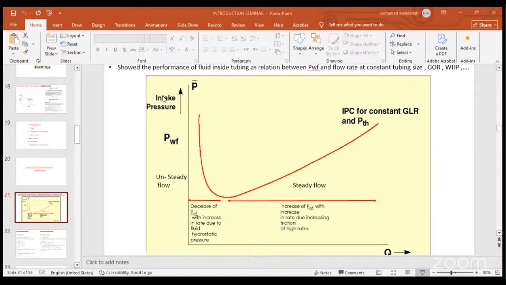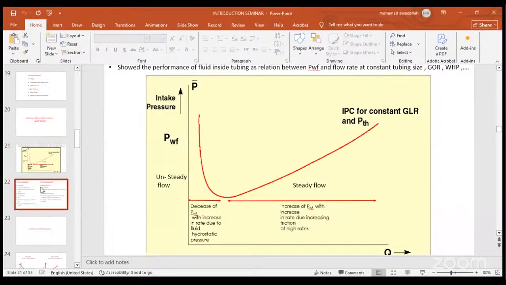But this small portion is where, once you are about to start or open the well, the dominant factor is the hydrostatic pressure. Once you open the well, the rate will increase because there is a decrease in the hydrostatic pressure. But we will concentrate only on the steady flow here.